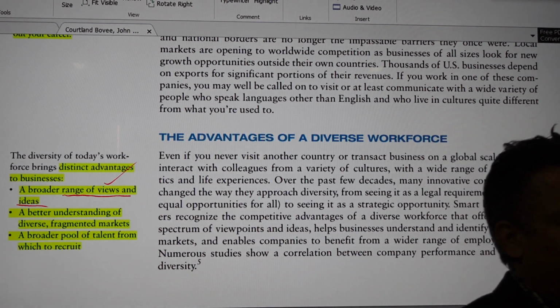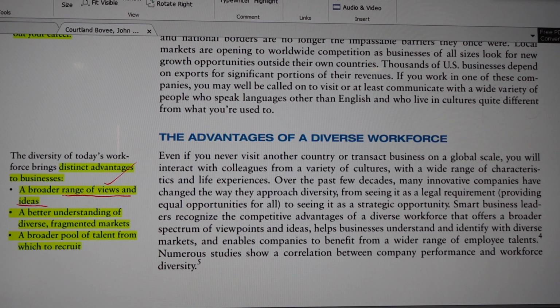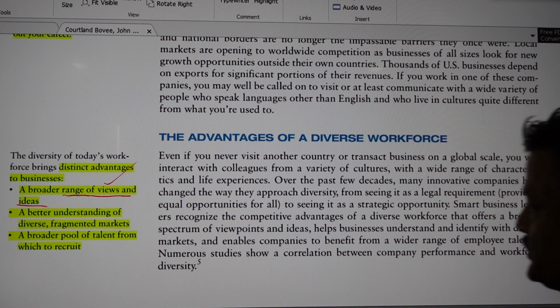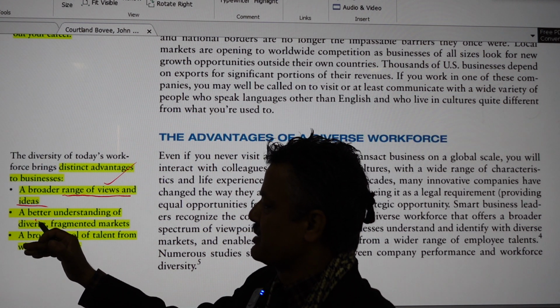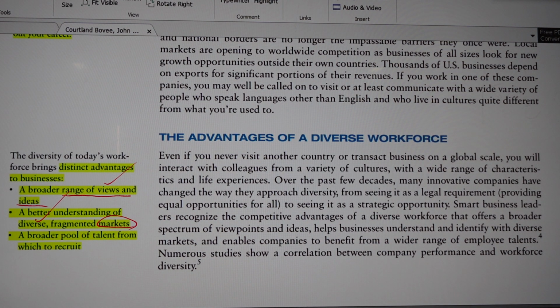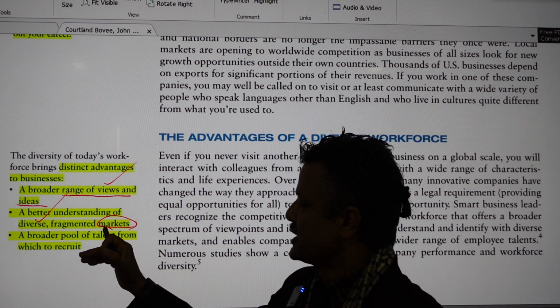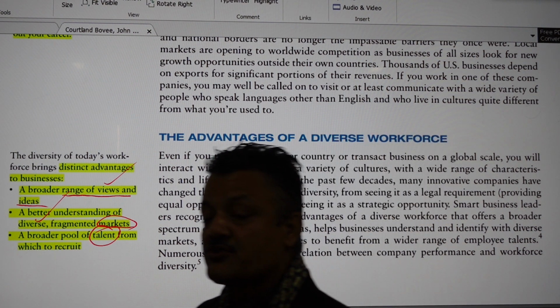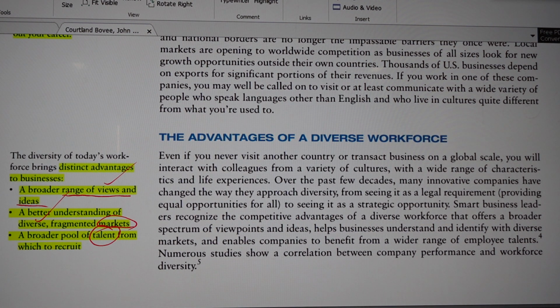when you have people from different cultures, you have different views, right? You understand different markets, and you can get different talents. You can get different talent, right?